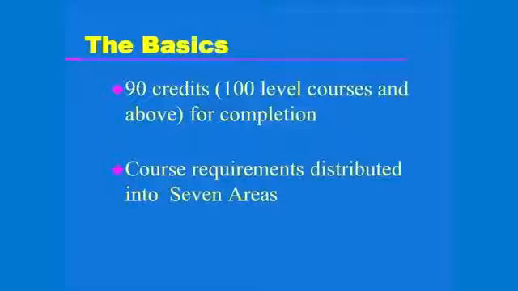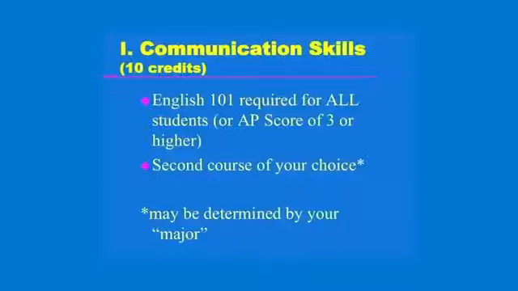The courses are divided into 7 areas, and we're going to go through those 7 areas. The only course that is dictated by course title of the whole 90 credits that are required is English 101. Or if you have tested out of it with an AP score, you also will get that 5 credits on your worksheet. The second course that you take in that category is your choice.